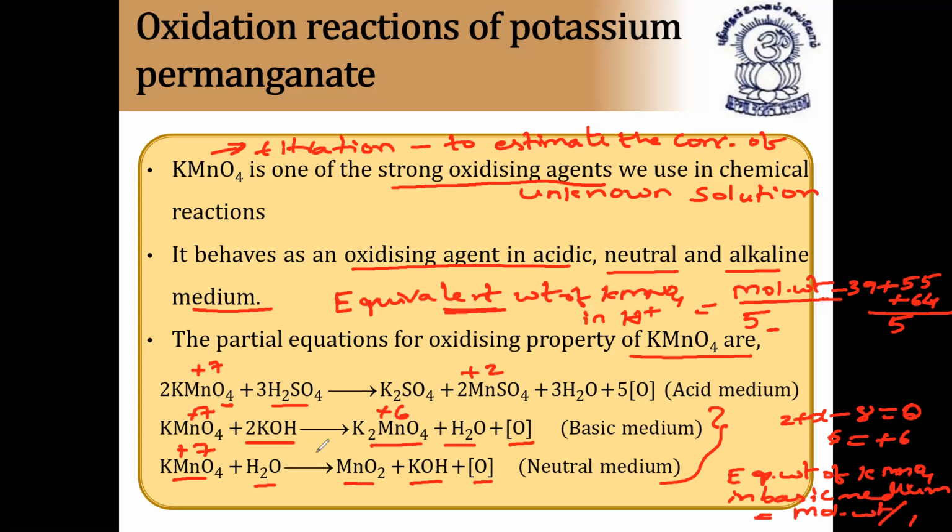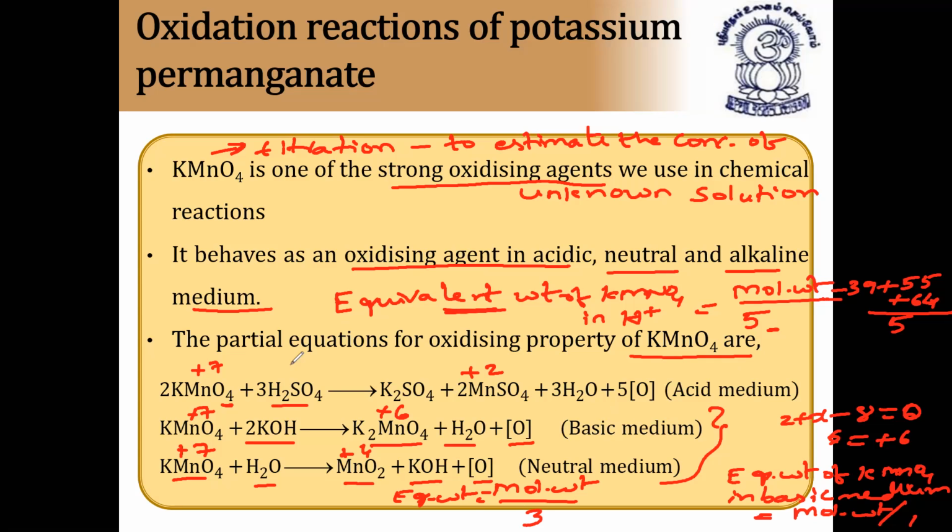In the same way, in neutral medium, +7 changes to MnO2, +4. So in neutral medium, the equivalent weight is equal to molecular weight by 3. All these three reactions are very important. In basic medium, potassium permanganate changes to potassium manganate along with water and nascent oxygen. In neutral medium, potassium permanganate combines with water, and forms manganese dioxide, potassium hydroxide along with nascent oxygen.